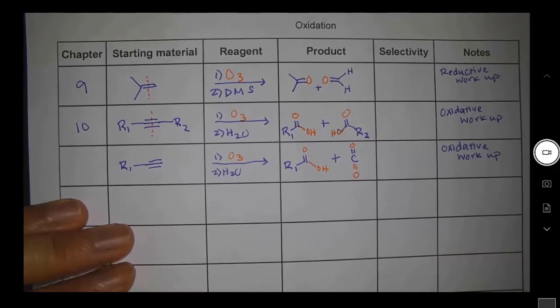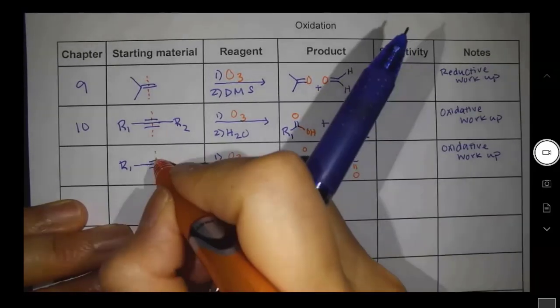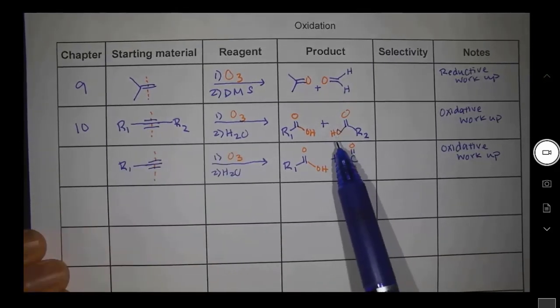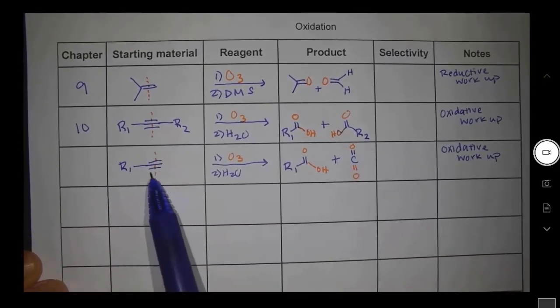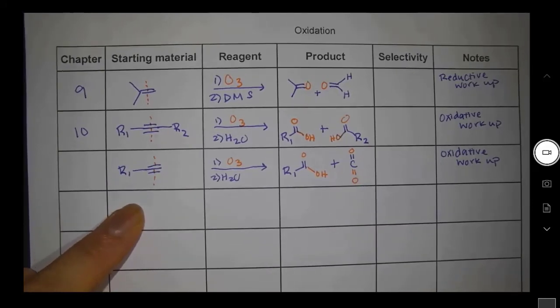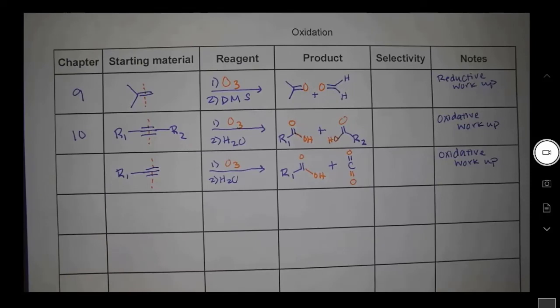So if we do ozonolysis on the internal alkyne, where there's R groups on either side, we'll get 2 carboxylic acids. And then ozonolysis of a terminal alkyne, we get 1 carboxylic acid plus the CO2. Any questions on that one?